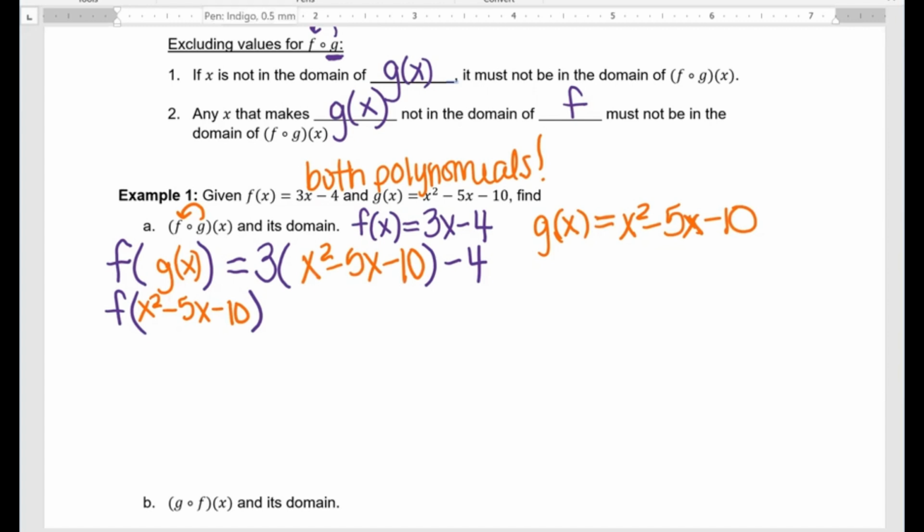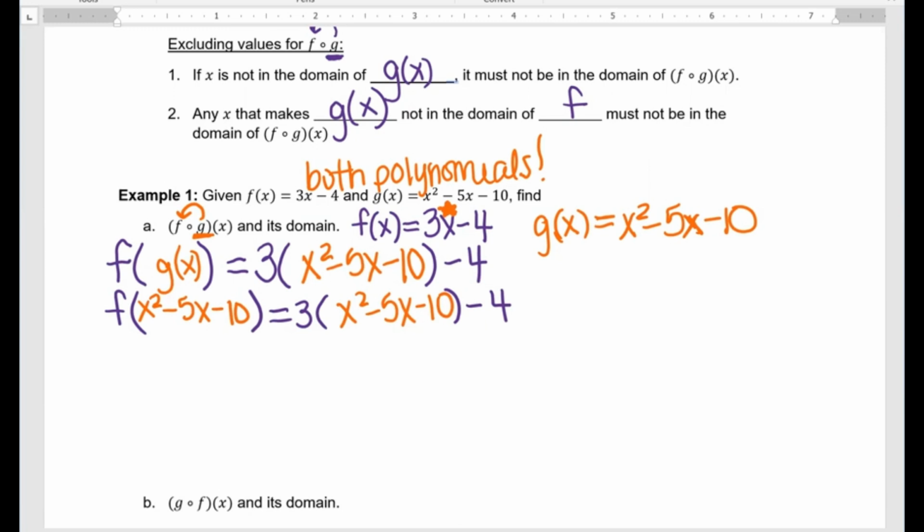You could see it the first way, this first line, or you could see it the second way, where I have f of the polynomial instead of f of x. But notice that this means the same thing. We are plugging g of x into our f function. So wherever we see an x, we're plugging in our g function. We're not done yet. We need to simplify.